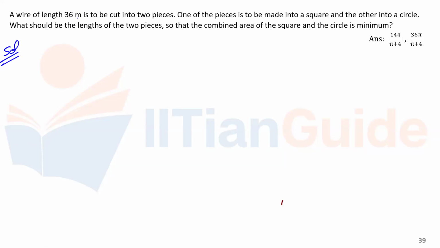A wire of length 60 meters is to be cut into two pieces. One of the pieces is to be made into a square and the other into a circle. What should be the length of the two pieces so that the combined area of the square and circle is minimum? It's a very simple question, very easy question. I will just give you the hint. I will explain the question. You will do it yourself.